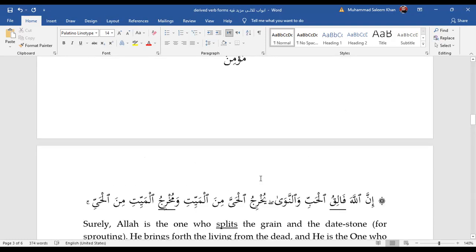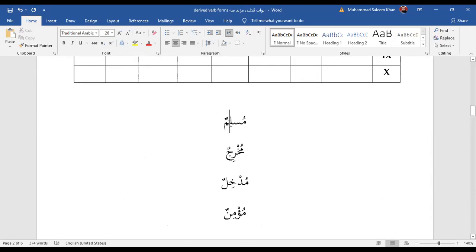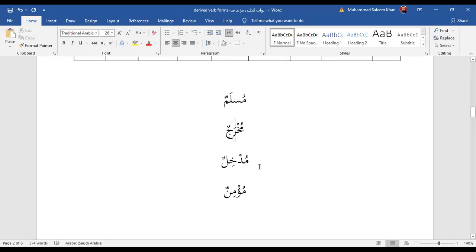Okay, now Muslim, what will be the ismul maf'ul of Muslim? Muslimun. Very simple. We will just change this into fatha and it will be Muslimun. Mukhrij is the one who brings out, and the ismul maf'ul is mukhrajun. So only the haraka changes. Mudkhilun, mudkhalun: the one who enters, and mudkhalun is the place where someone enters.